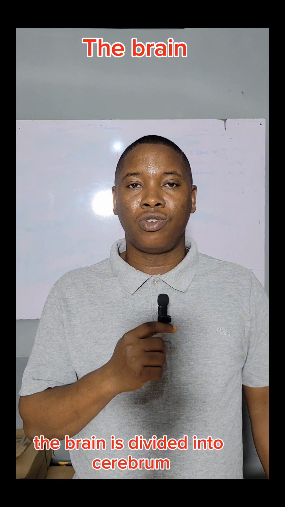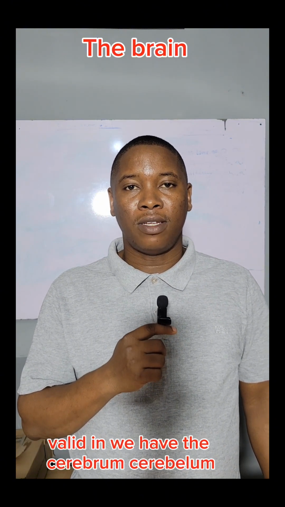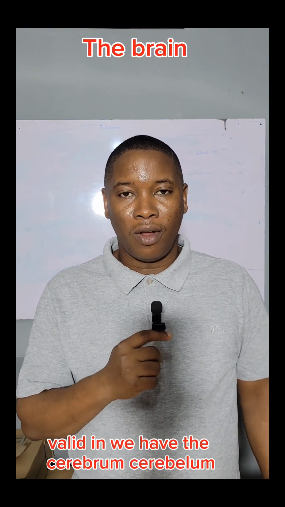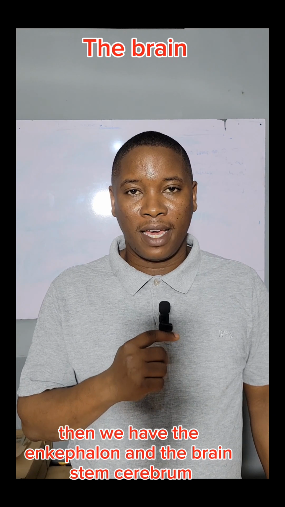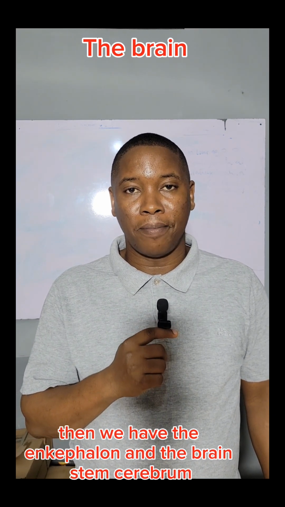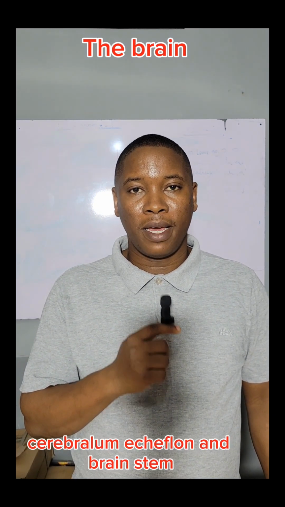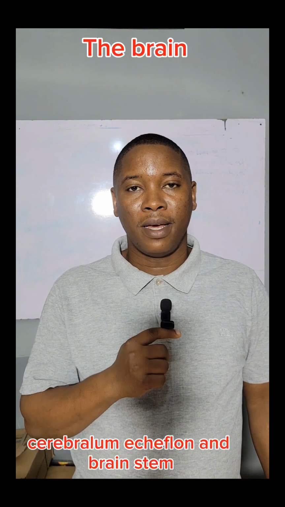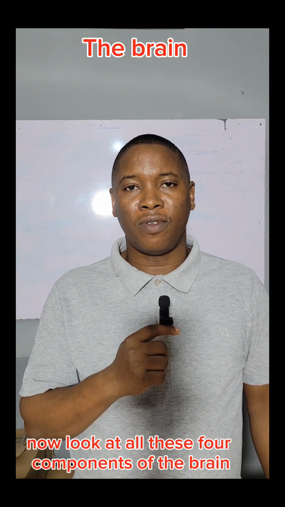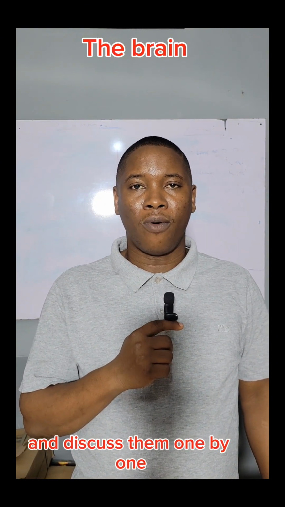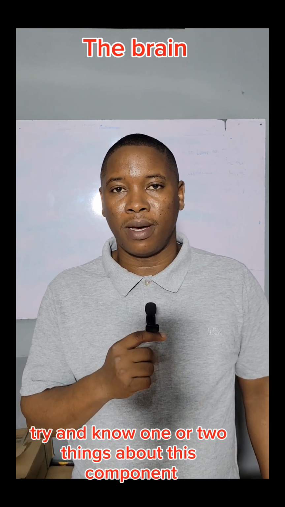The brain is divided into the cerebrum, the cerebellum, then we have the encephalon and the brainstem. Cerebrum, cerebellum, encephalon, and the brainstem. Now we'll look at all these 4 components of the brain and discuss them one by one and try and know 1 or 2 things about these components.